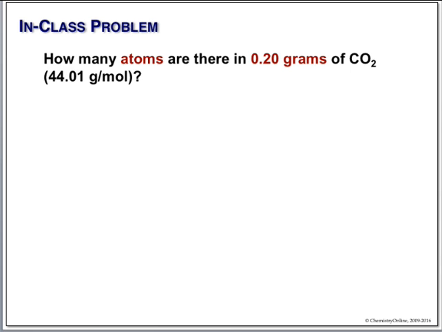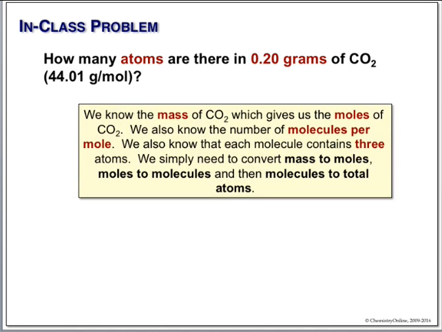Once we know moles, we know that every mole is 6.02 times 10 to the 23rd. And finally, we know that in every CO2, there are 3 atoms. So again, we're stringing lots of ratios. We know the mass. We know the molar mass, that gives us moles. We know molecules per mole, that's Avogadro. And we know atoms per molecule. So stringing it all together.